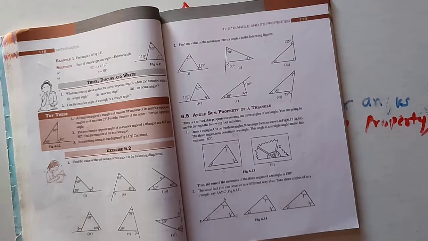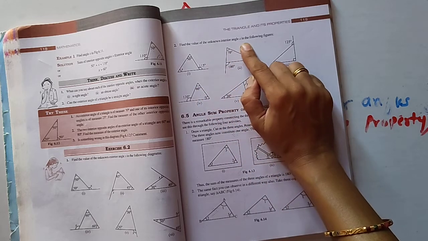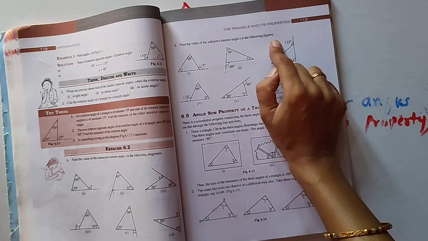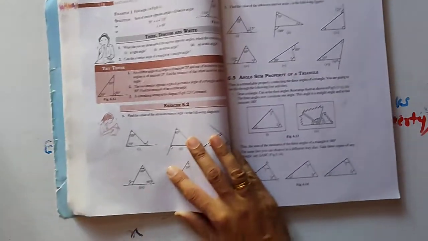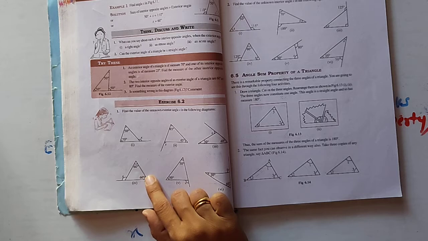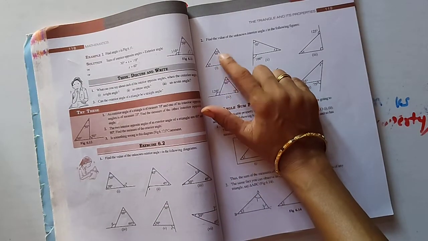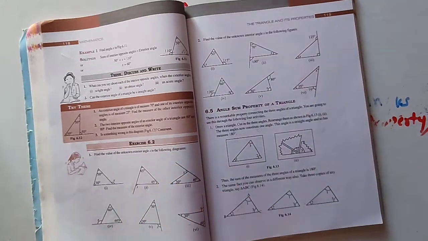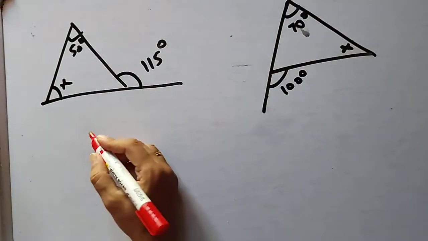Then see next. Question number 2 is: find the value of unknown interior angle x in the following figure. See here, you have to find the interior angle now. In the first question you had to find the exterior angle. Now you have to find the interior angle. So how? Again the same. Okay, so the first step again is the same. See, this is your question 1 and 2.